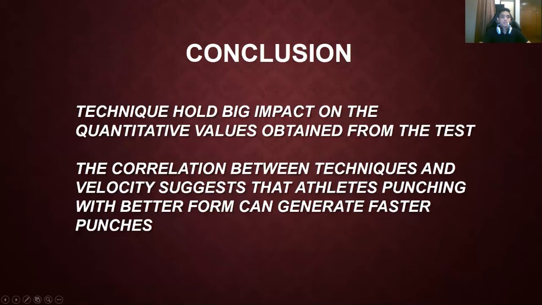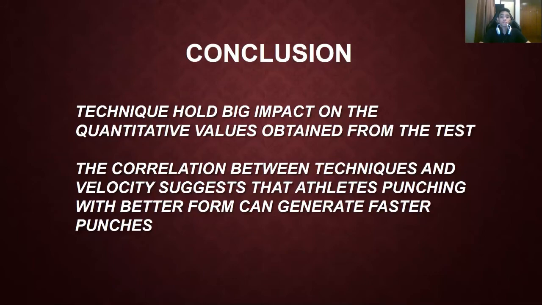In conclusion, technique holds a big impact on the quantitative values obtained from the test, and the correlation between technique and velocity suggests that athletes punching with better form can generate faster punches. So if an athlete were asked to perform cross and hand punches, Reza had good recorded values in terms of angles, speed, time, and acceleration.